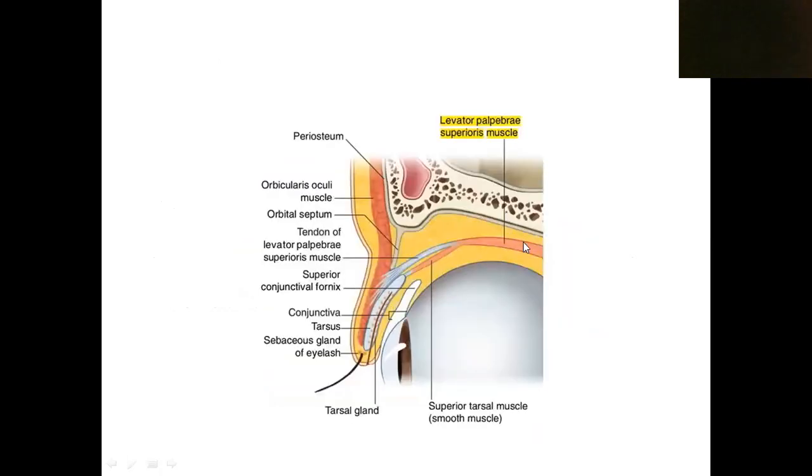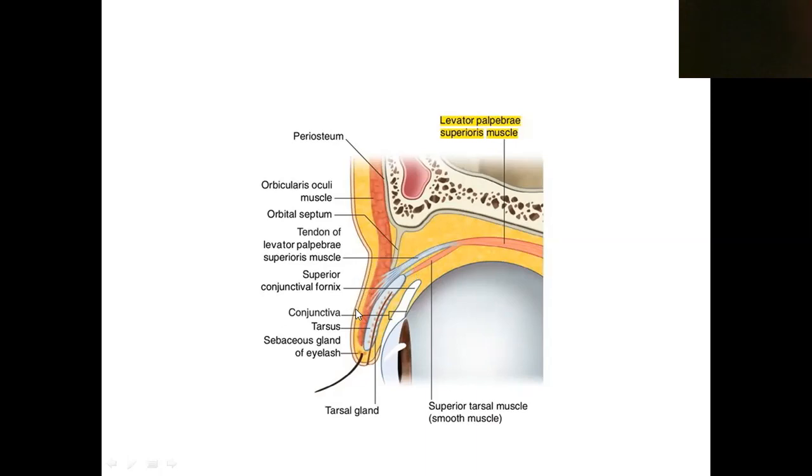So here this is the levator palpebrae superioris. In the anterior part, this levator palpebrae superioris divides into one superior lamina and one inferior lamina. See, this inferior lamina is inserted into the superior border, or upper border, of the superior tarsal plate. And the superior lamina is inserted into the skin and the anterior surface of the superior tarsal plate. This is the skin of the upper eyelid.